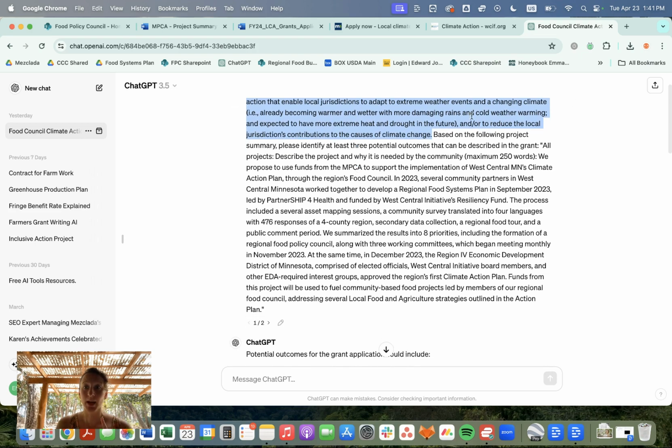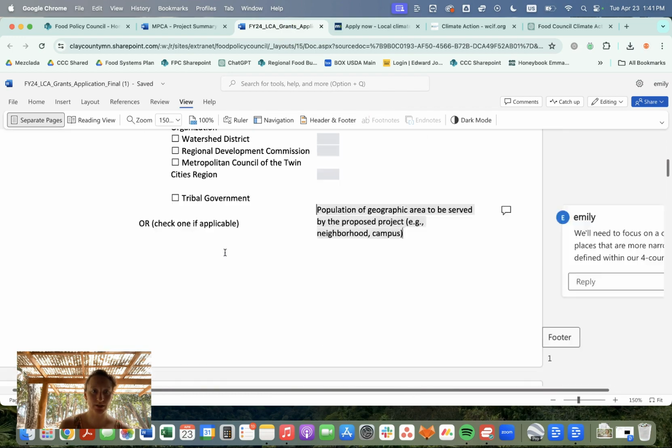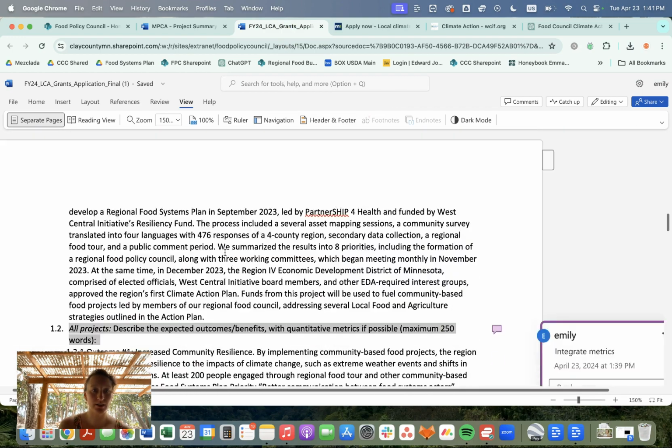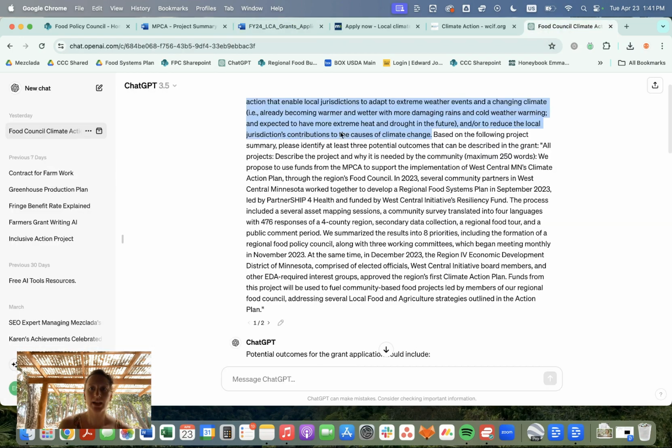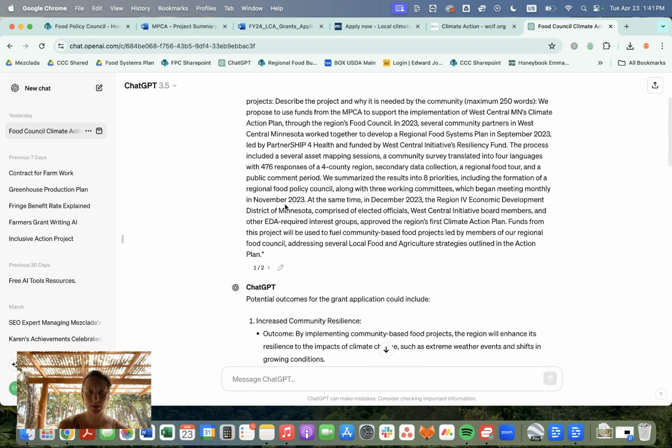Then I said, based on the following project summary, please identify at least 3 potential outcomes that can be described in the grant. And then I copied my own content that I had written earlier in the application, where I'm describing the summary, and I used that to prompt it to write potential outcomes for me. And then I end it with a quote. So that part is closed.